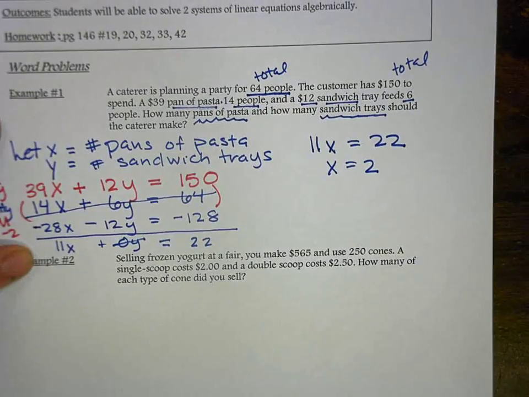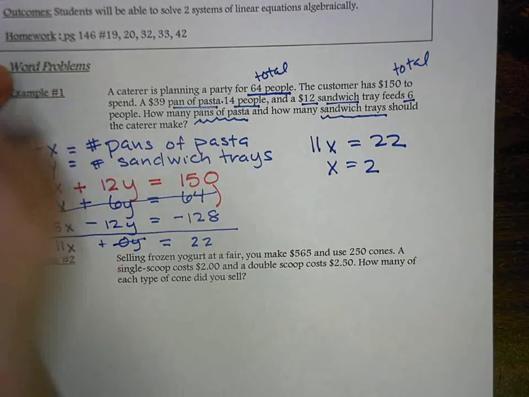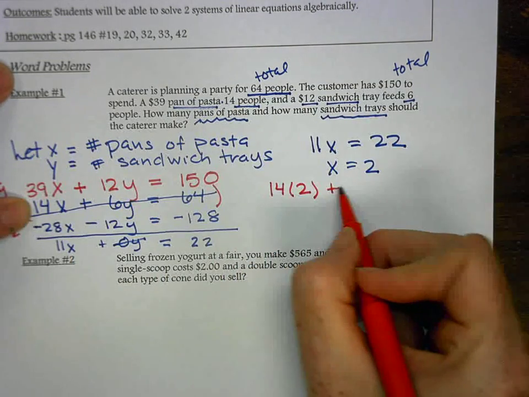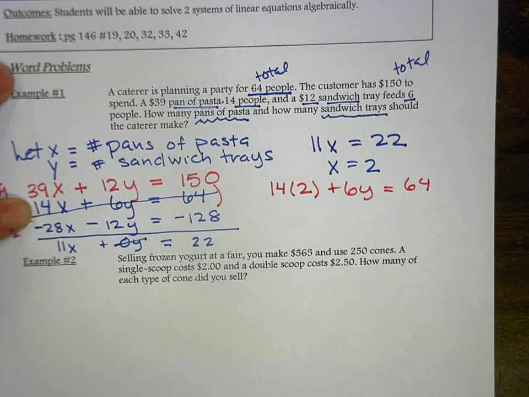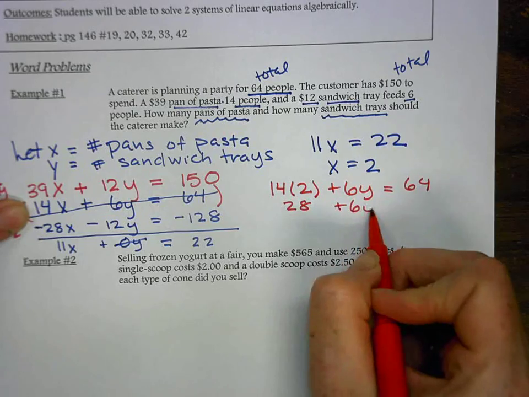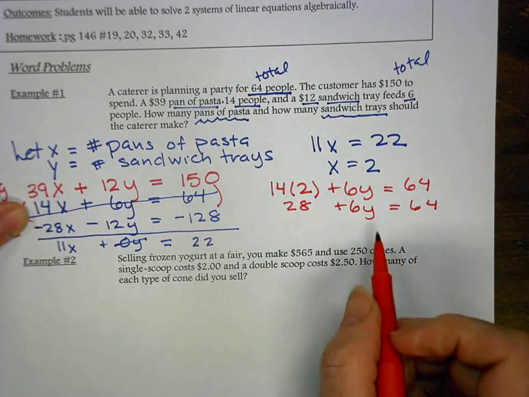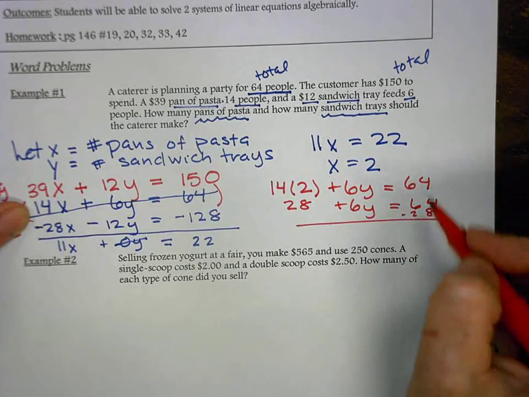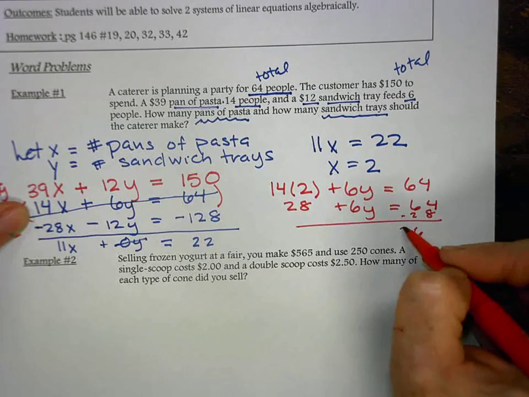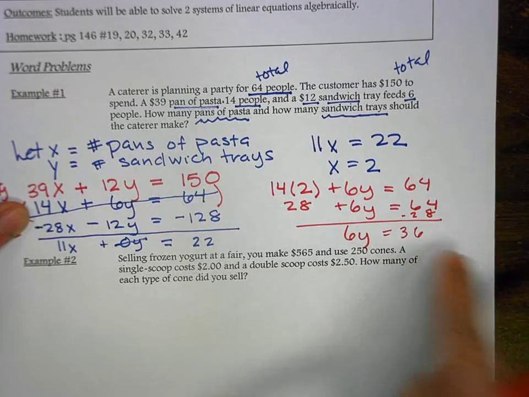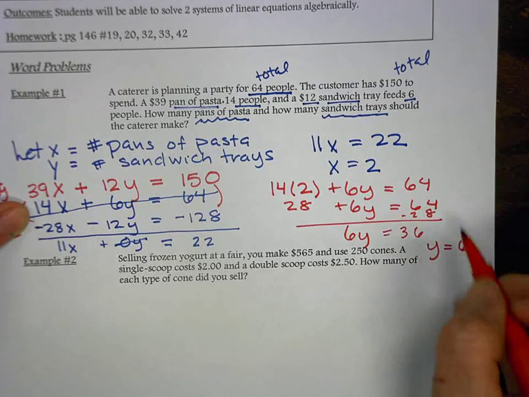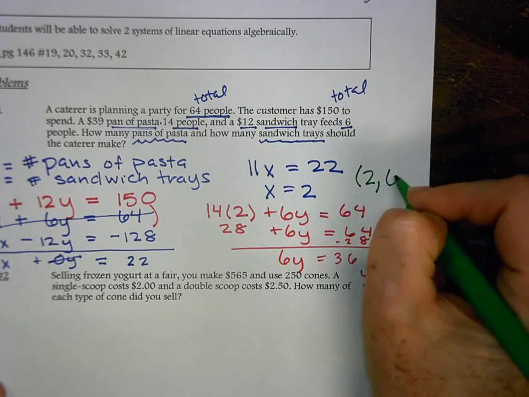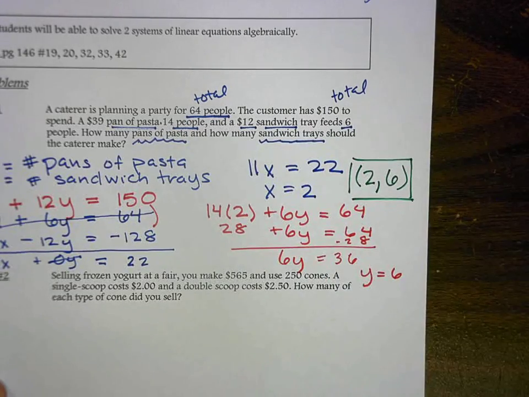You only have half the equation. How do you get the y? Well, you plug it into one of your equations. So you say 14 times 2, I'm just looking at this equation, plus 6y equals 64. And you solve. 28 plus 6y equals 64. We say 64 minus 28. 14 minus 8 is 6. 5 minus 2 is 3. 6y equals 36. Y equals 6. Now you have an x and a y and your solution. Let's write our solution. 2, 6. Box it in.